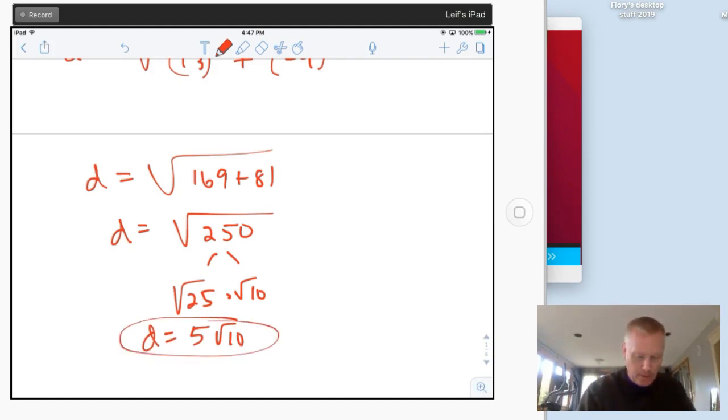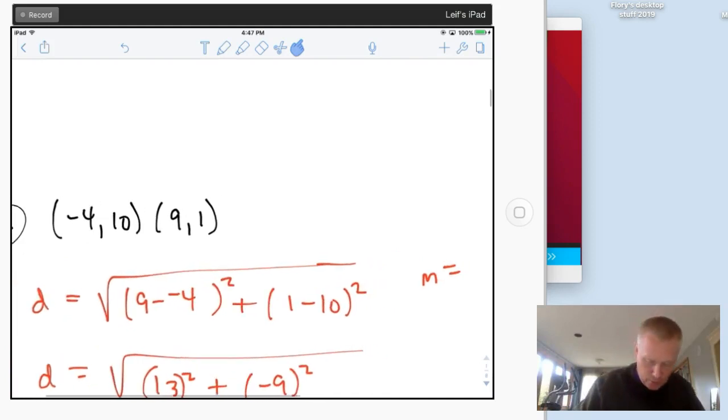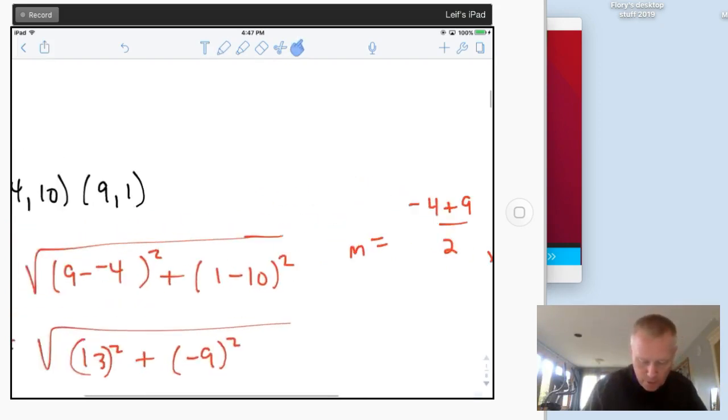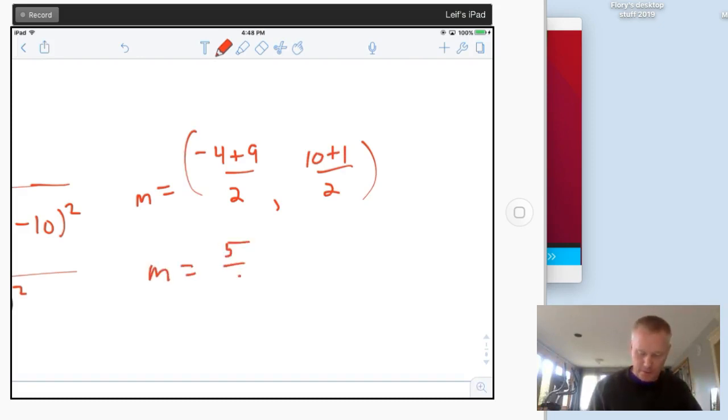Okay. Midpoint, if I go back over here, and I add the x coordinates together, -4 plus 9, divide by 2. I add the y coordinates together, 10 plus 1, divide by 2. And that will give me my answer, 5/2 and 11/2. And that's it. Yep, I'm good.